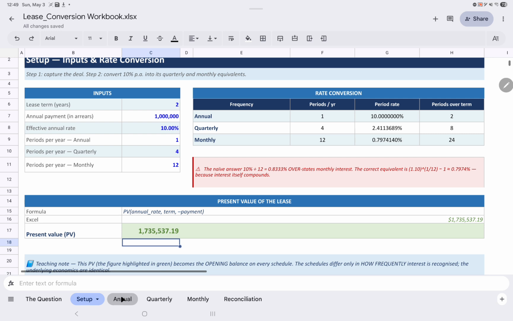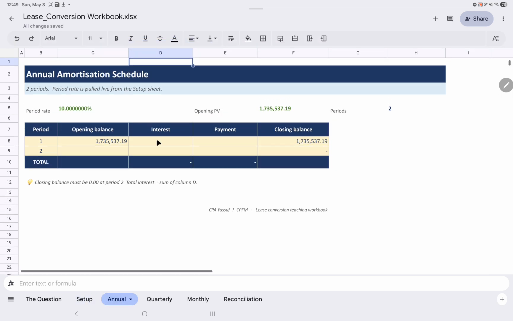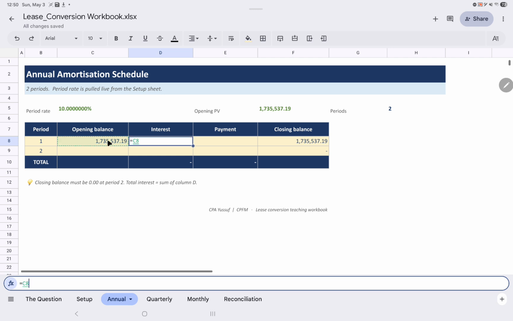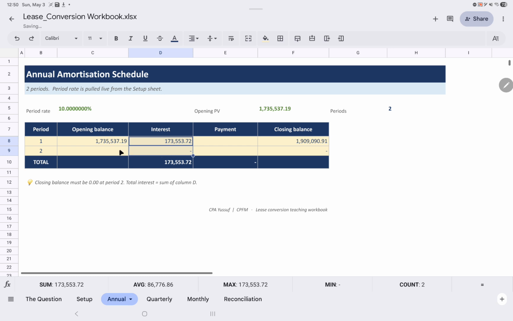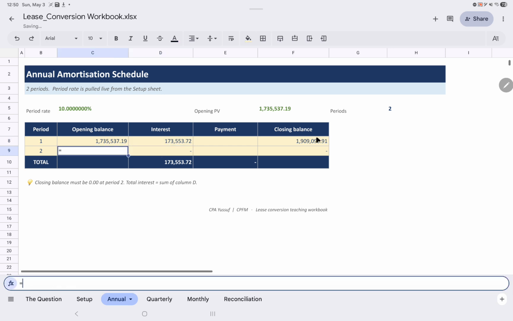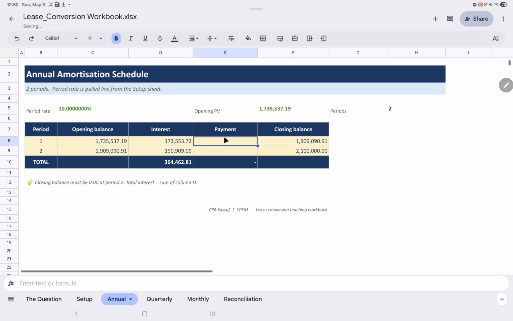Now let us calculate quickly the annual. We start with the opening period. So interest, we multiply this times the 10% and lock this cell. Okay, then you just drag this. Then you say this is equal to the previous period balance.